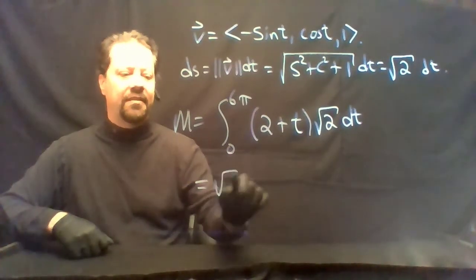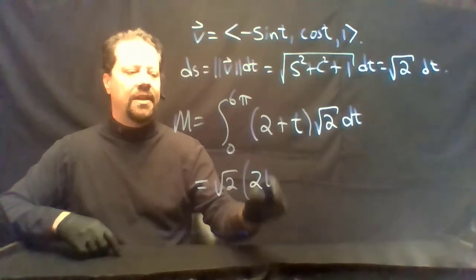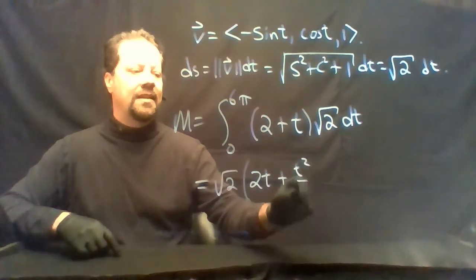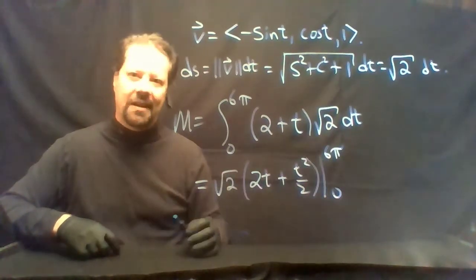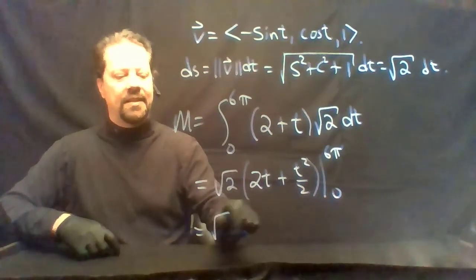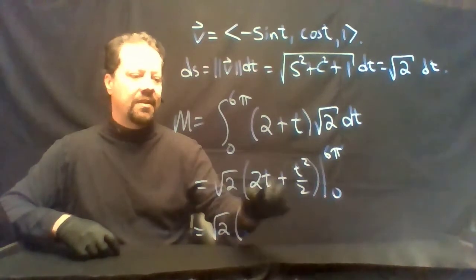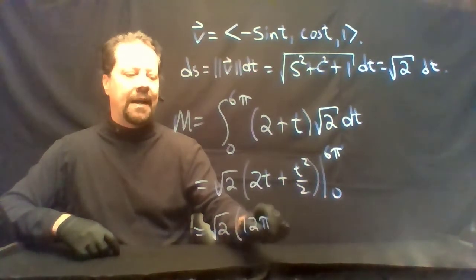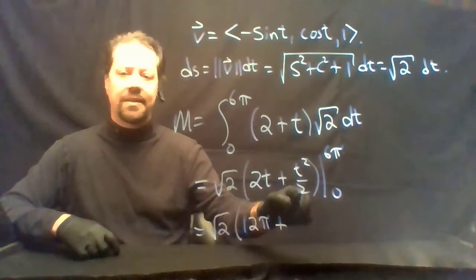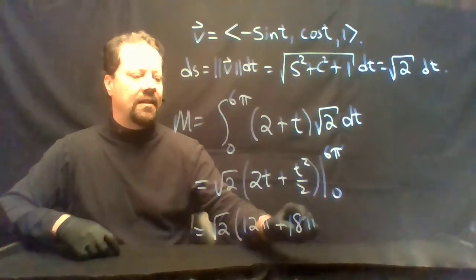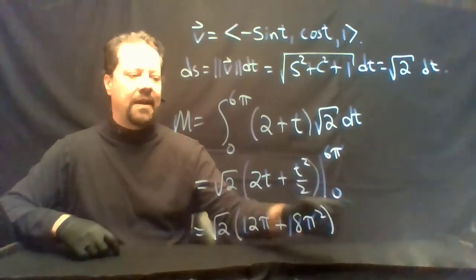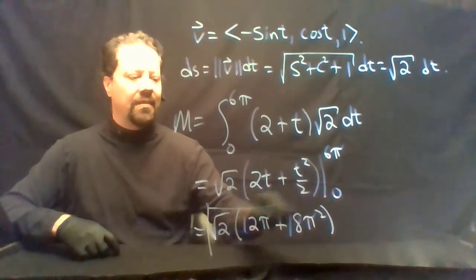We have root 2, 2t plus t squared over 2 evaluated from 0 to 6 pi. That's root 2 times 12 pi plus 36 divided by 2. That's 18 pi squared and then minus 0. We'll leave it at that.